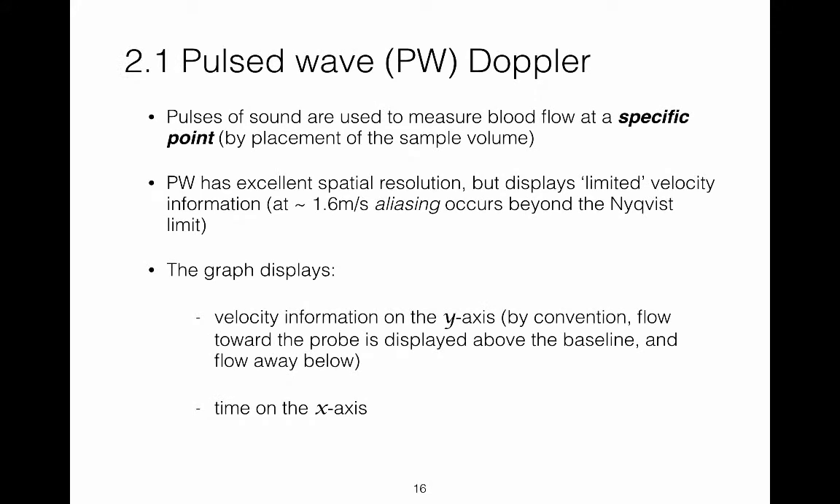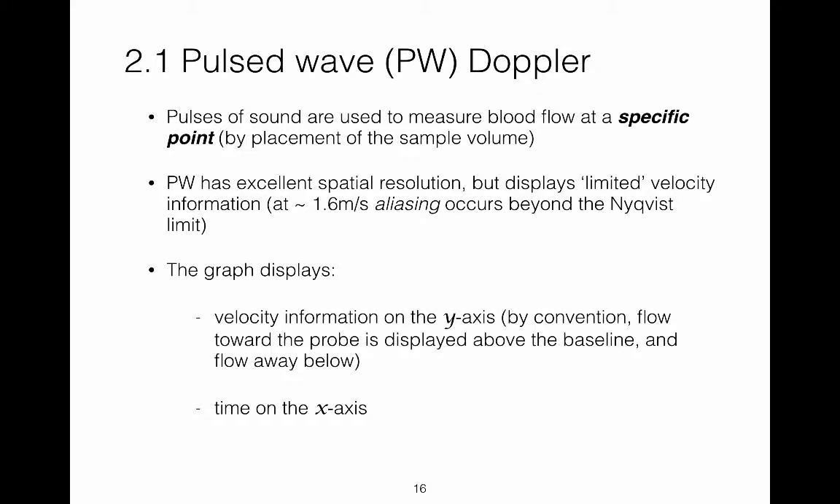Pulse wave Doppler. Pulses of sound are used to measure blood flow at a specific point. That is, the sample volume is placed at the point of interest. Pulse wave has excellent spatial resolution, but it displays limited velocity information. That is, at about 1.6 meters per second, aliasing occurs beyond the Nyquist limit.